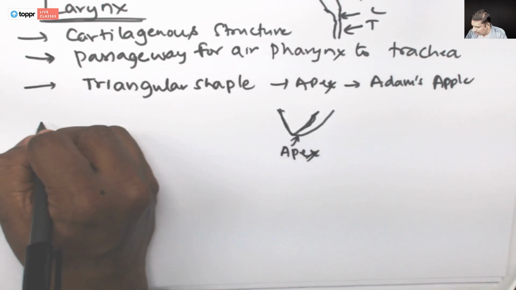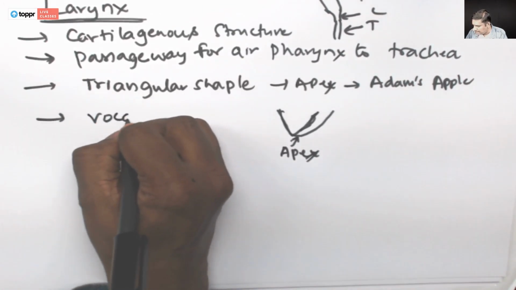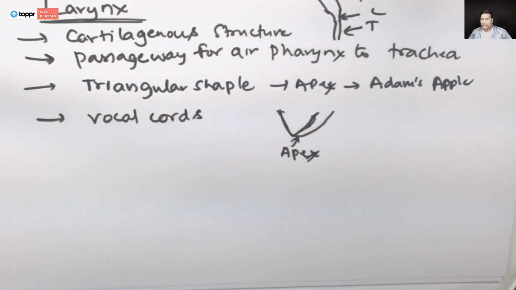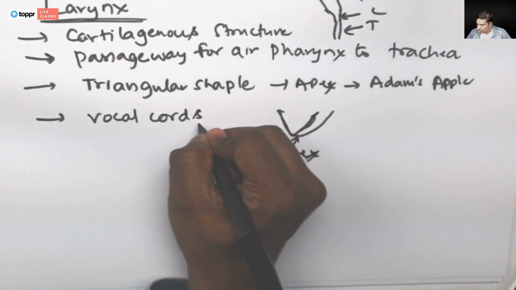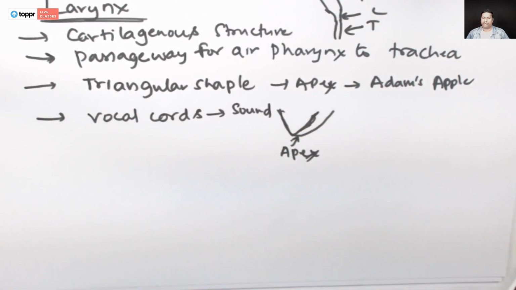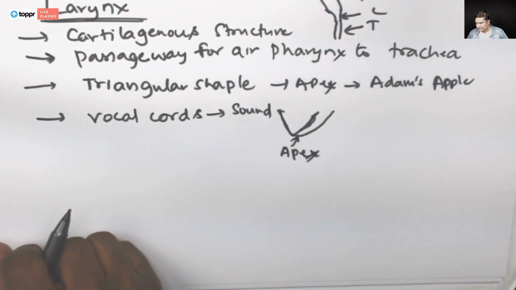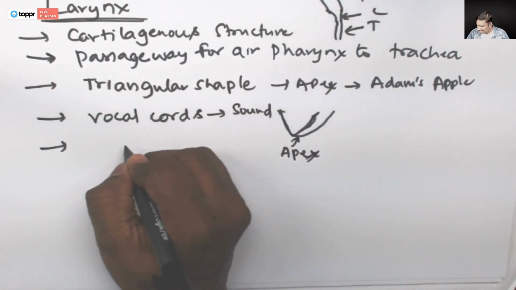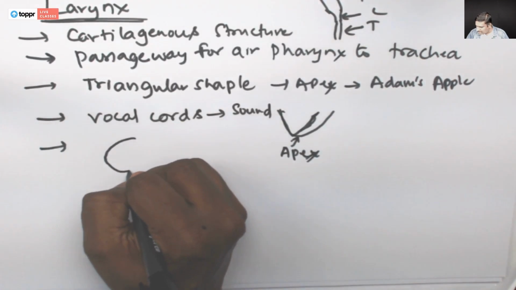Okay, so this larynx actually houses the vocal cords. It is covering the vocal cords. These vocal cords, as you know, are necessary for generating sound. The reason why we are able to speak is because of the vocal cords. Between those vocal cords are basically membranous structures. You will see them like this.